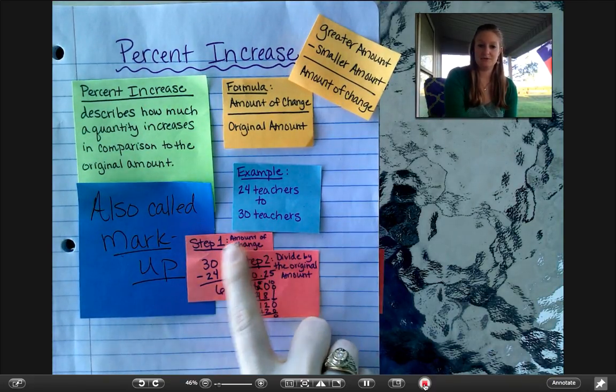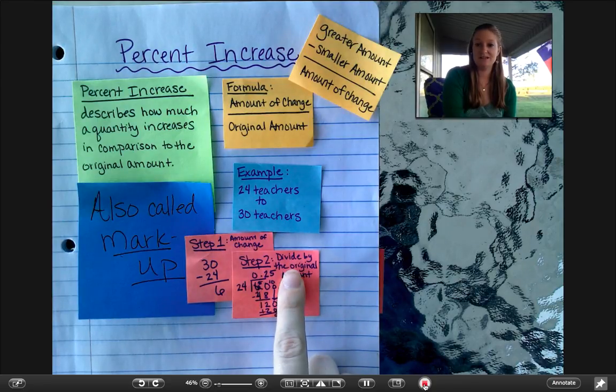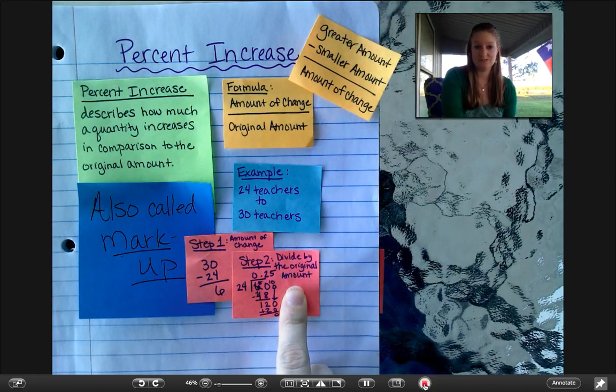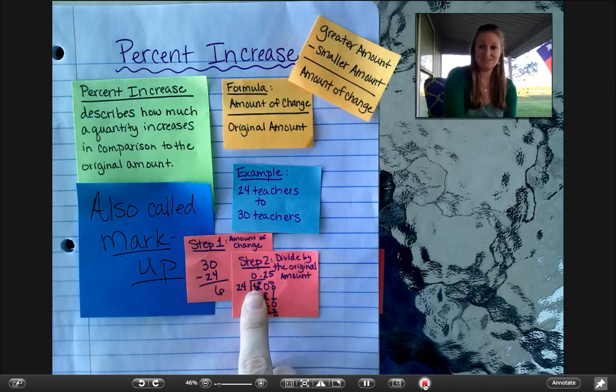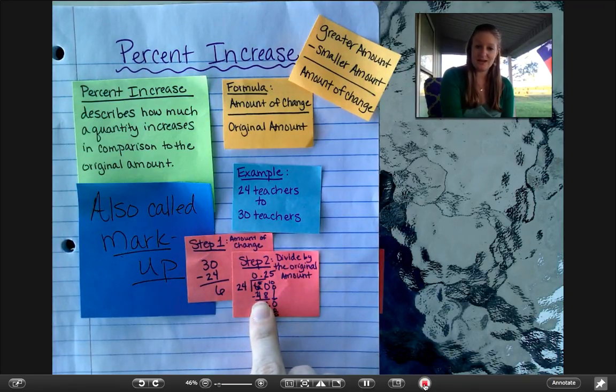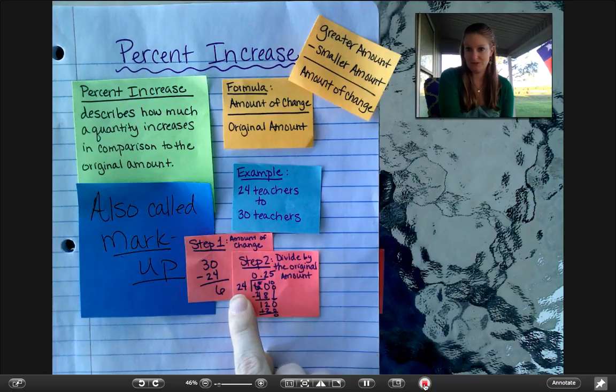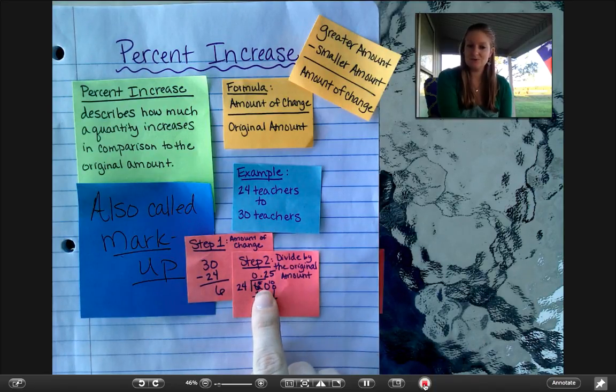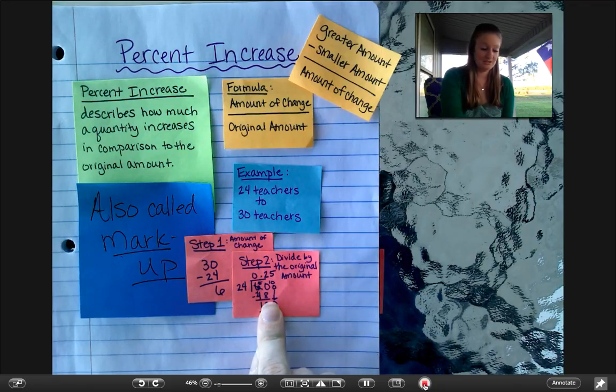Our second step is to divide by the original amount. So we take the 6, that change, and divide it by 24, our original amount. And when we do that, 6 can't be divided by 24, so we add that decimal and 0, divide it, and that gives us 0.25.